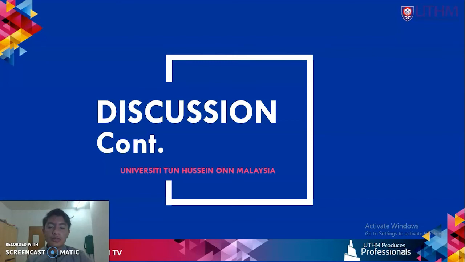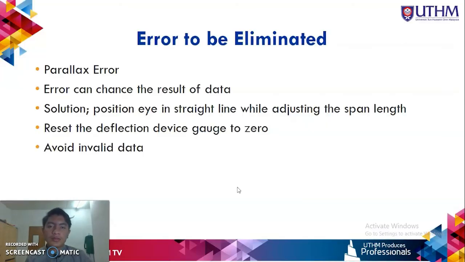So next we are going to proceed further with the other part of the discussion. There are some errors that occurred during the experiment, which include human error and dependent errors. These errors can change the result of the data and make the data invalid. Invalid data cannot be used further in the experiment, which is the calculation, the discussion part, and also the analysis. As for the solution for the parallax error, we need to position our eye in a straight line while adjusting the span length.